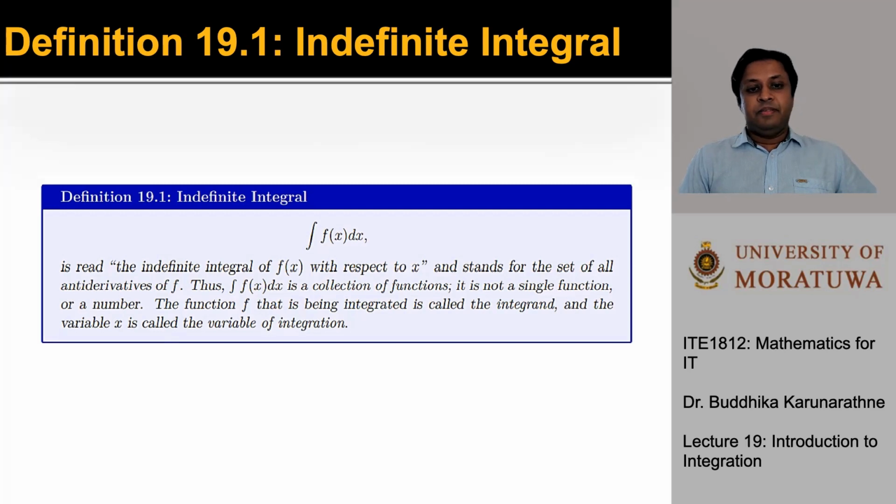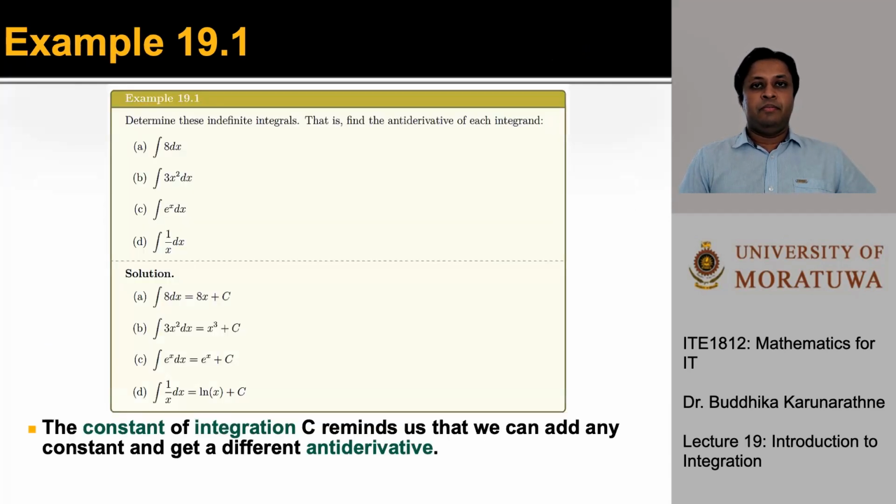The function f that is being integrated is called the integrand, and the variable x is called the variable of integration. So when we integrate a function, we integrate that with respect to a certain variable. In this case, it is x. This is how we formally define the indefinite integral. We'll take an example. We are required to determine these indefinite integrals. In other words, find the antiderivative of each integral.